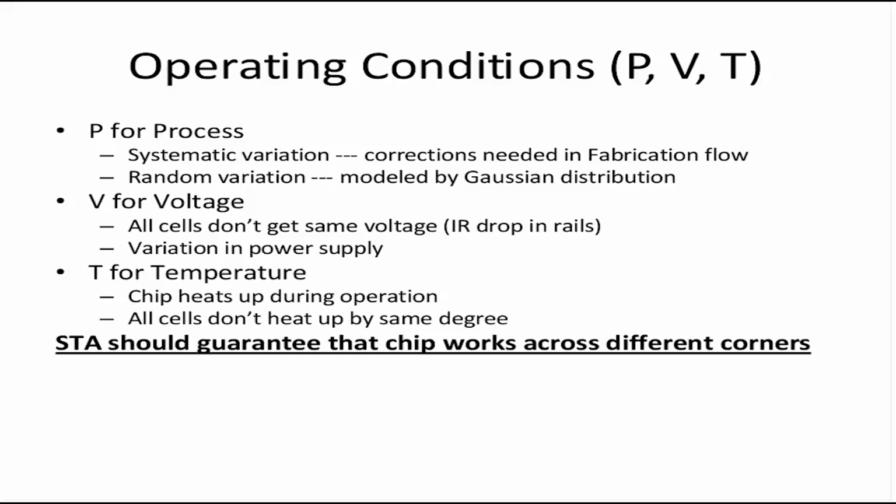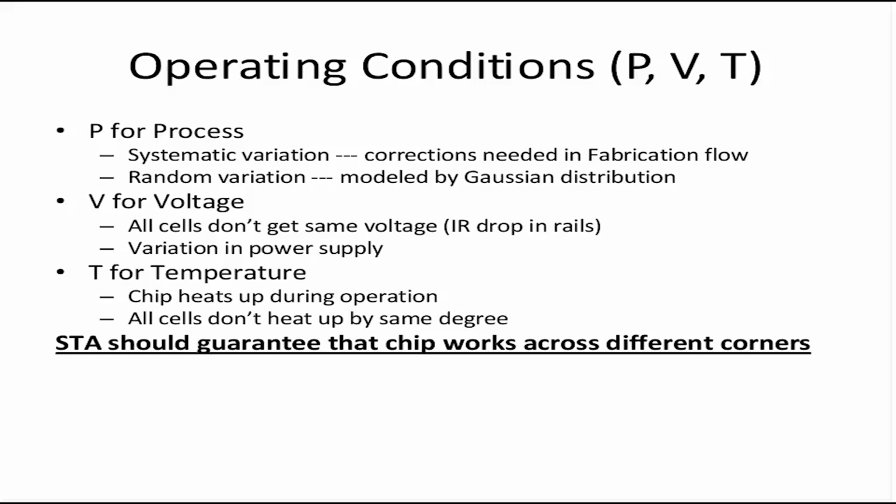Let's talk about temperature. The chip will heat up during operation. Not all parts or all cells on the chip will heat up to the same degree. So one part of the chip will be different from another part of the chip, whether in terms of process, voltage, or temperature. STA should guarantee that the chip works across different corners, right? This is called corner-based STA.